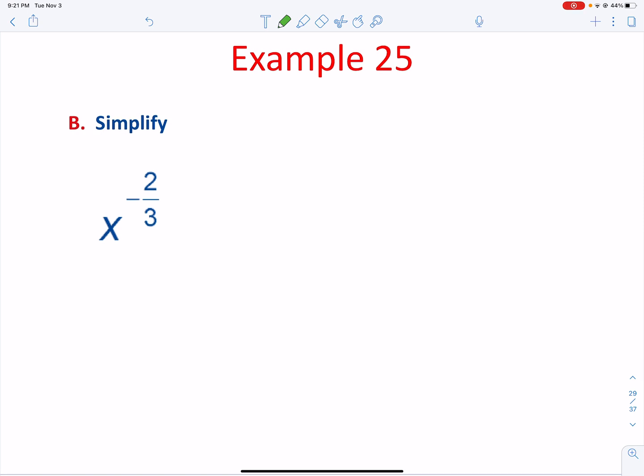So this is given in exponential form, but I think that a lot of kids think this is easier to do if you switch it. The negative sign would bring it to the bottom. And so wouldn't this be 1 divided by the cube root of x squared, right?